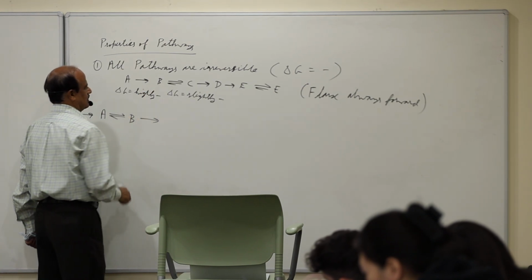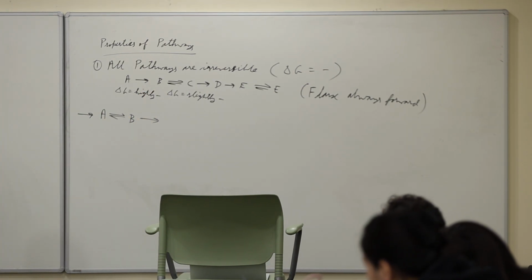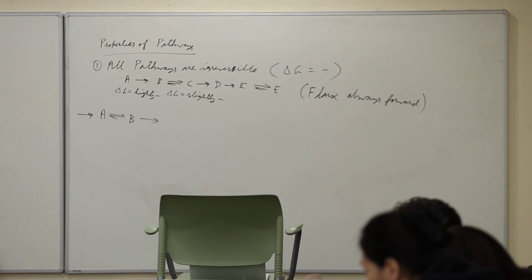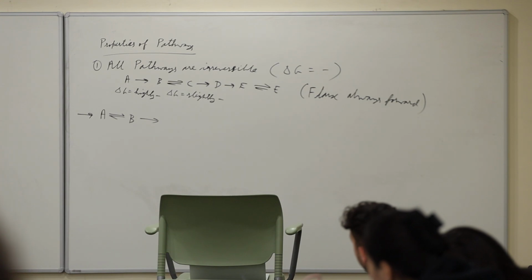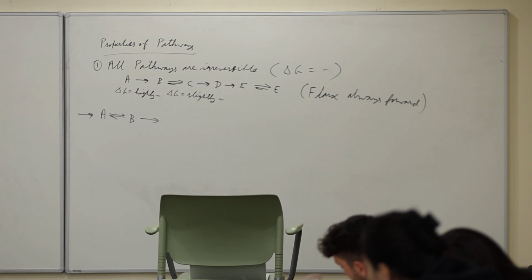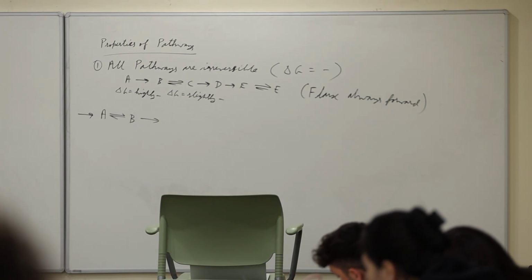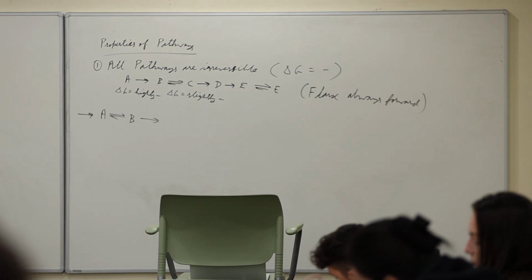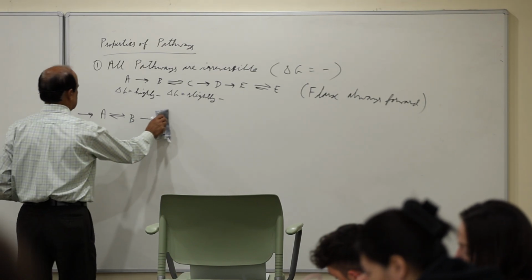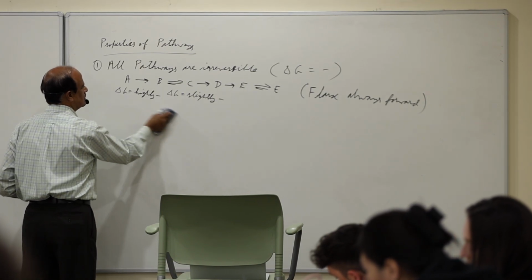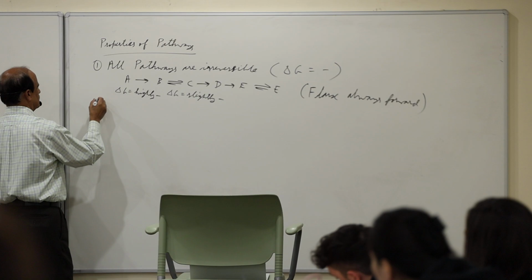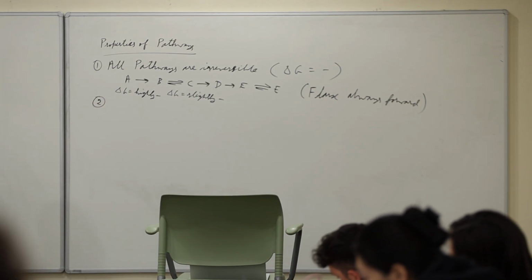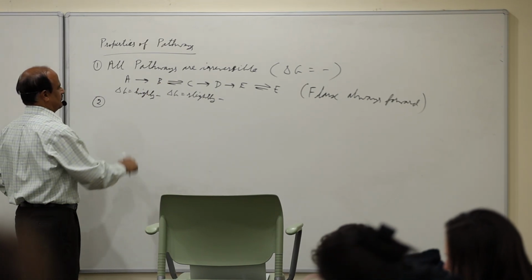Alright, so all reactions in all pathways will either have a slightly negative delta G or highly negative delta G. You cannot have a delta G equal to 0 because no reaction is at equilibrium. Even though the reaction is written with an equilibrium sign, it is not really at equilibrium. Alright, that's one property of a pathway.